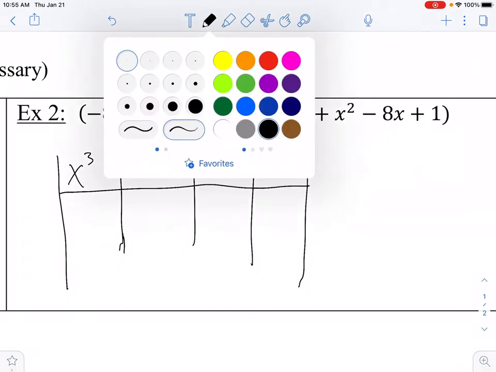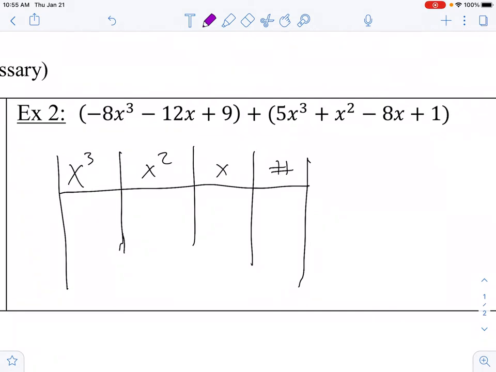And really, if you really wanted to, I have negative 8x to the third. So I'm just going to write a negative 8 in here, because it's in the x to the third category. At the end, I'll put it back on. So this is another strategy. If you think you'll forget to add that x to the third back on, then don't leave it off.